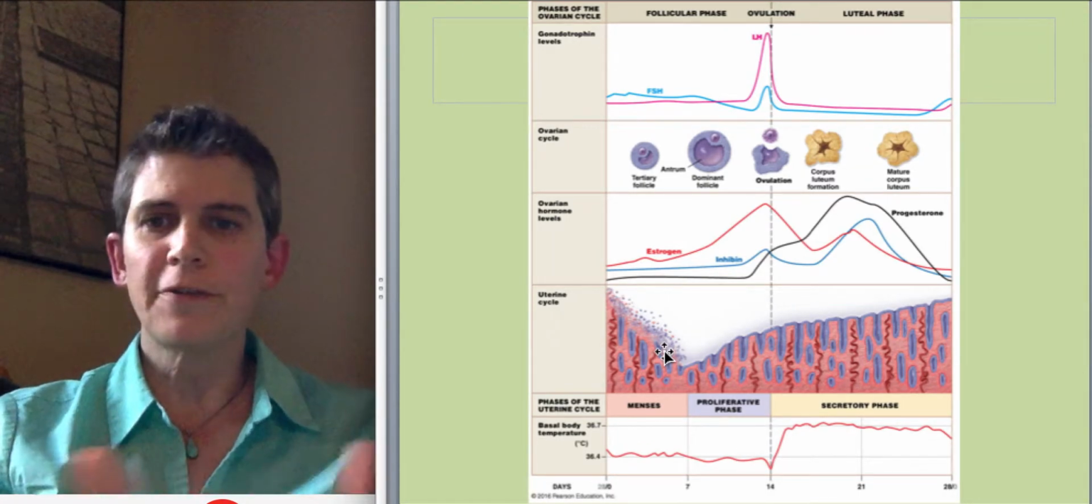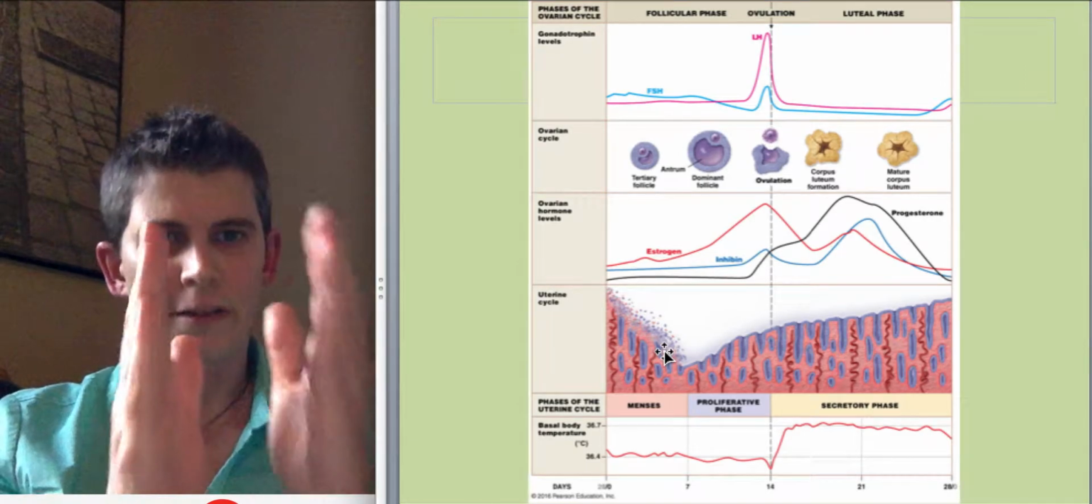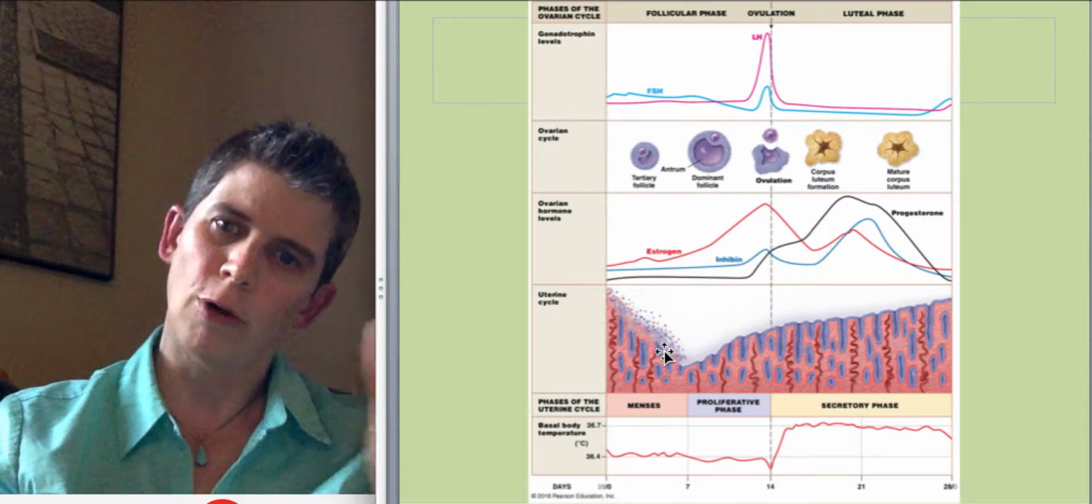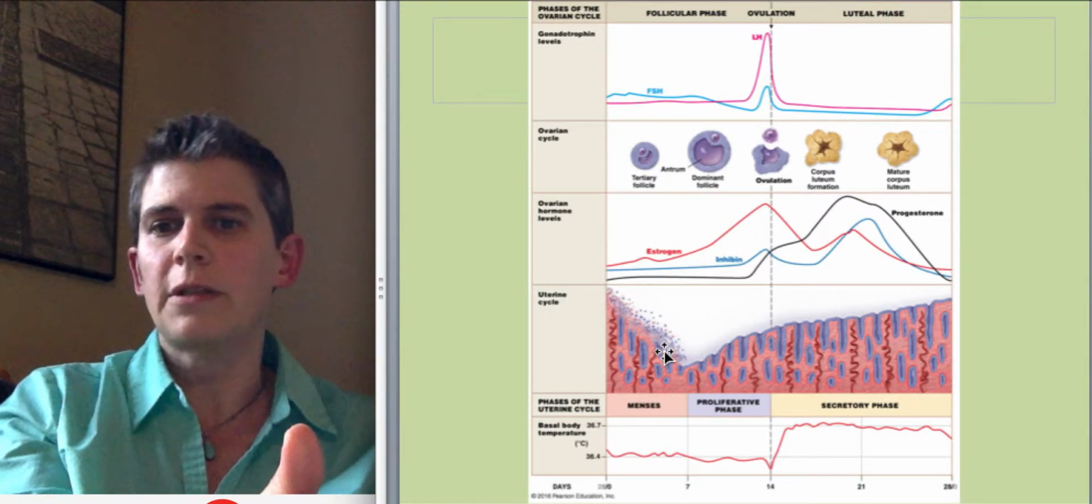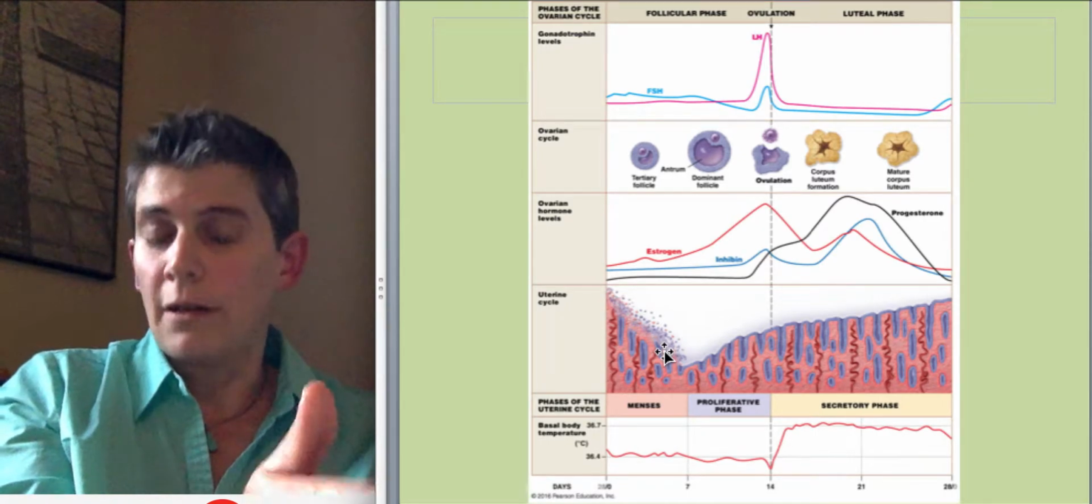All right, so those are the phases of the cycle. The way you want to think of it is, at the beginning, the first half of the cycle, we're growing up eggs, all right? And in the second half of the cycle, we're protecting the uterus in case of a possible pregnancy.